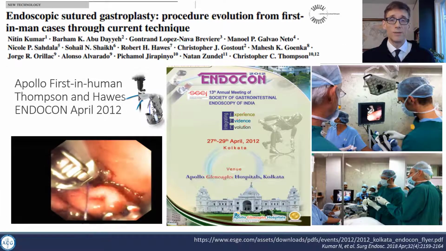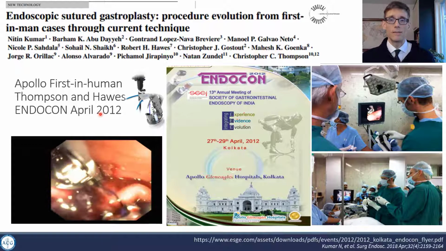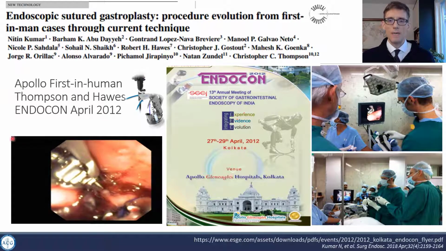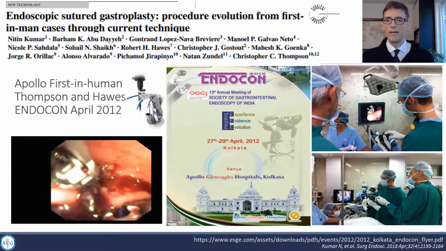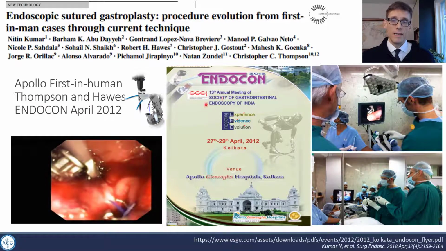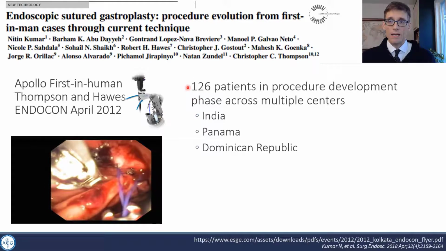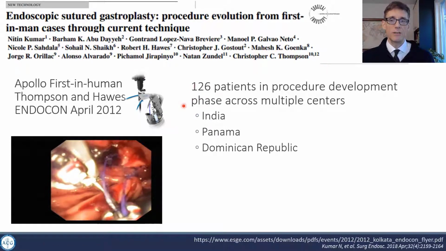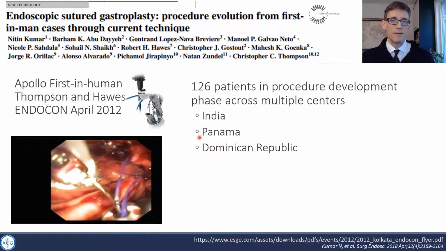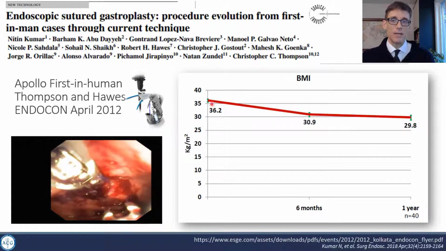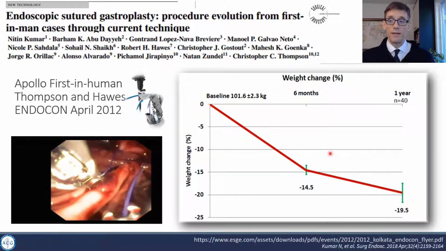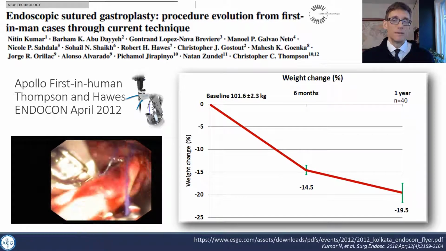Then about 4 years later, in 2012, Rob Hawes and I had the pleasure of doing first-in-man ESGs using a full-thickness suturing device. And we did this in India, and after those first 4 patients, we expanded this to 126 patients in India, Panama, and the Dominican Republic. And you can see here we had an average BMI drop of 36.2 down to 29.8, and more impressively here, nearly a 20% total weight loss.